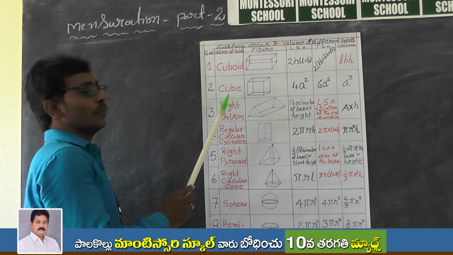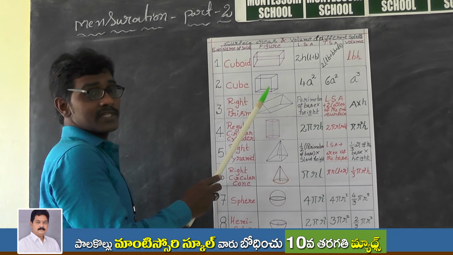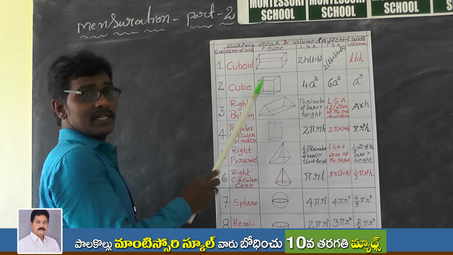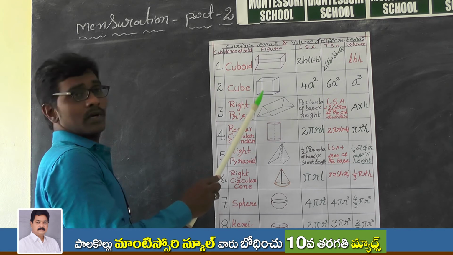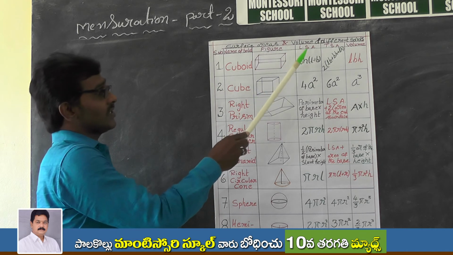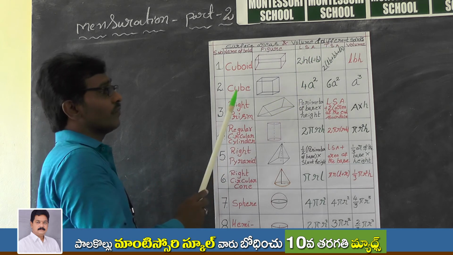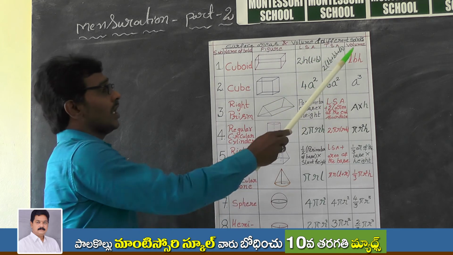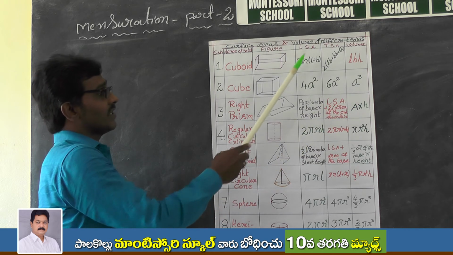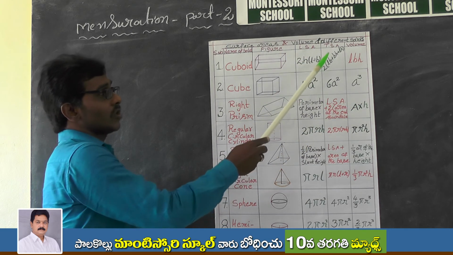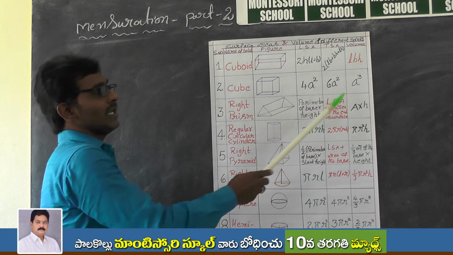Second one, cube, is a cube shape. In this case, it is also 3 dimensions, where L, B, H are equal. All sides are equal. So the lateral surface area of the cube formula is 4a square. Total surface area of the cube formula is 6a square. Volume of the cube formula is a cube.